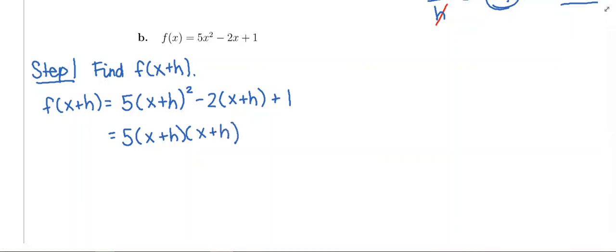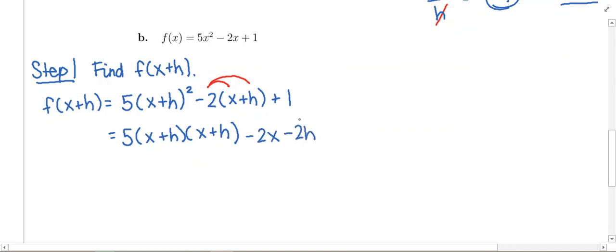Okay, and then if I move on to the next piece, I'm going to go ahead and distribute the negative 2 through the parentheses. So that's going to give me minus 2x minus 2h, and then we can't forget about the plus 1. Okay, in the next step, I'm going to tackle the 5 times the x plus h times the x plus h. So as we've seen in prior examples, when you have something like this, it's in your best interest to leave the number to last. So I'm going to go out to the side and do the box method to multiply the x plus h times the x plus h.